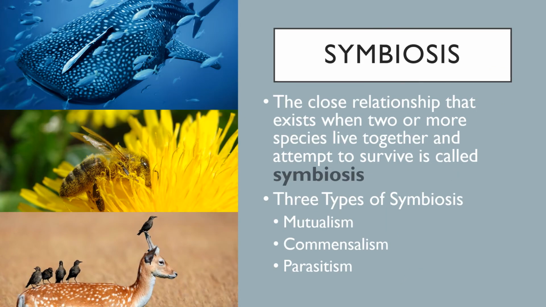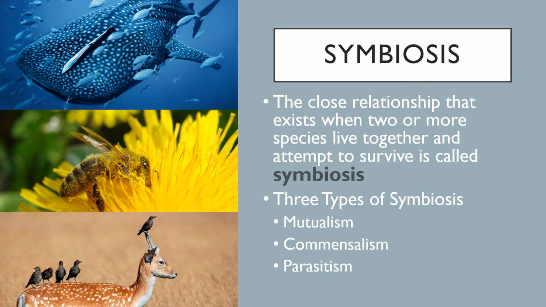The last type of interaction is called symbiosis. This is probably a new term for you guys. All it means is a close relationship that exists when two or more species live together and attempt to survive. And when we're saying live together, often it means on top of each other or in very, very close proximity or even inside of you. So symbiosis is not the same as we're occupying the same habitat area. This is more, I am living on and in your body.